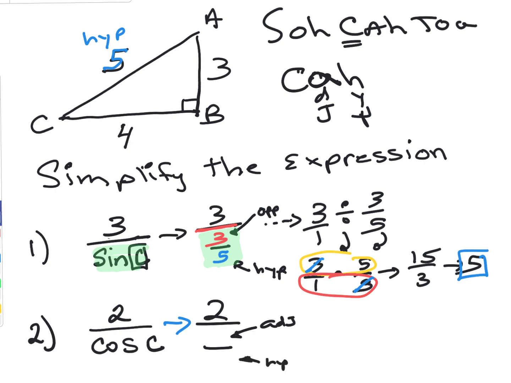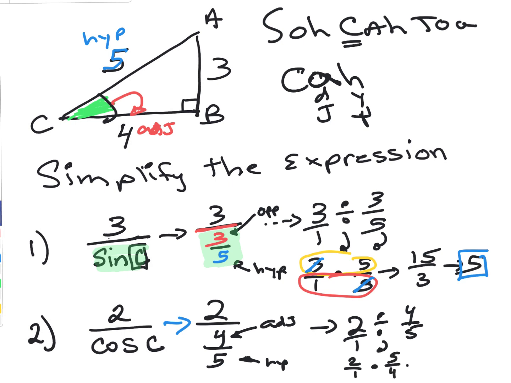And since we're looking at angle C, the adjacent side is the side next to it. So 4 should go in the numerator, and the hypotenuse is 5 again. So that's what you get. You get 2 divided by 4/5. So we can write that over 1, and then change division to multiplication and flip the second fraction. Multiply straight across, reduce by 2, and there you go, 5/2. Okay, this is a quick little review of right triangle trigonometry using sine, cosine, and tangent. SOH CAH TOA.